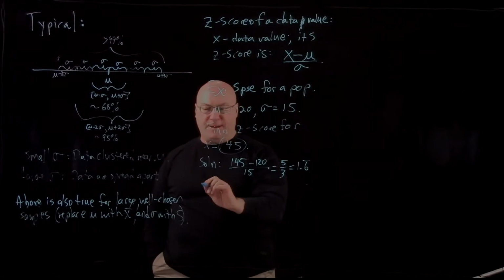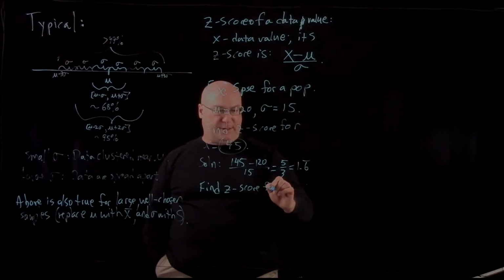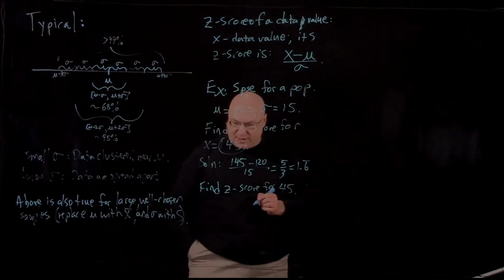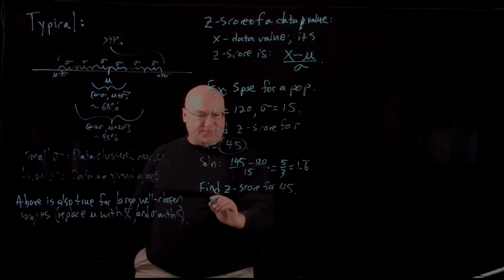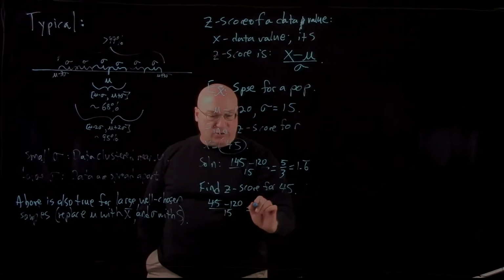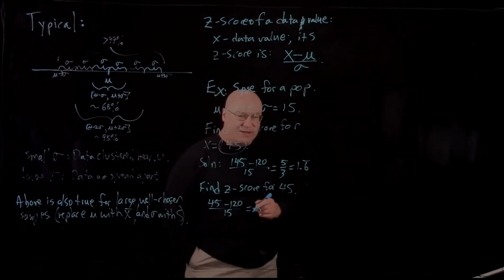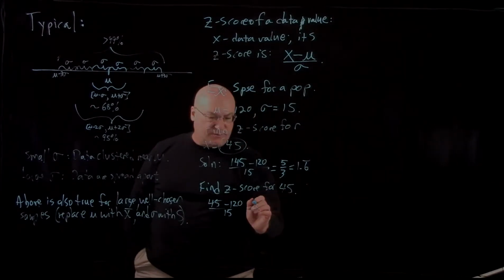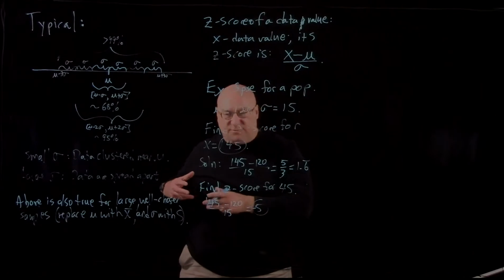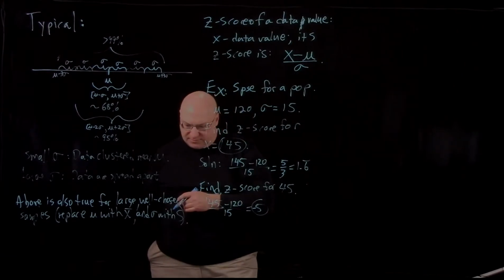Try this one. Let's keep everything the same except find the z-score for 45. Okay, so x is 45. Give that a try. All right, we get 45 minus 120 divided by 15, which I believe works out to be -5. I get -75 on top, divided by 15 is -5. So this tells me that this data value 45 is 5 steps to the left below the mean, where each step size is the size of the standard deviation sigma.